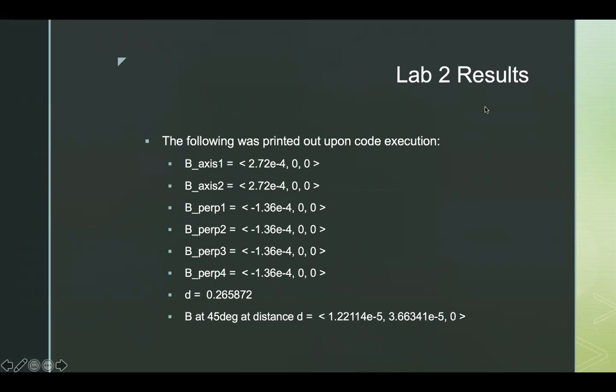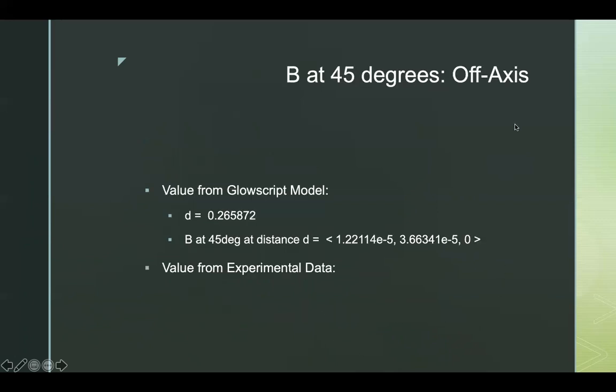So the lab 2 results, here we can see these B values were printed. The two that were on axis are seemingly twice as large and in the opposite direction as all of the perpendicular magnetic fields. And then we have our calculated value for D that we found using the D perp values from our experimentation. And then we have finally the B measurement for 45 degrees off axis at distance D down here below.